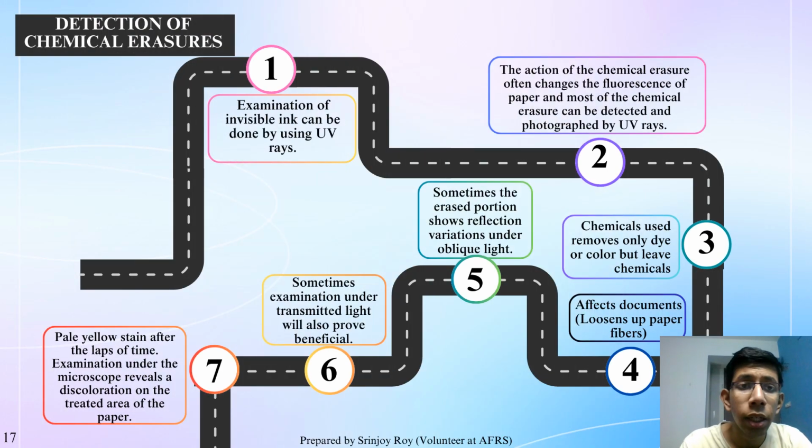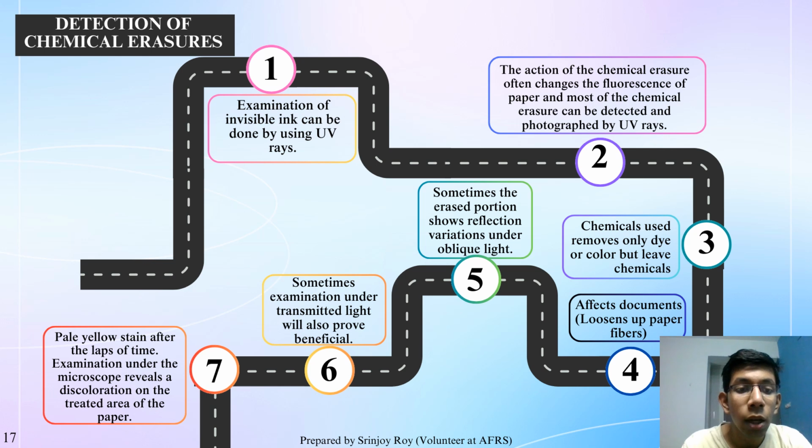How will you detect chemical erasures? As I said, it's very important to study how to detect. You can detect using UV light rays. You can study the quality of the paper. Wherever chemicals have been used, that part of the paper will be a little degraded, so you can study that as well. You can place this paper under fluorescence, and wherever there have been chemicals, those parts will glow up. You can also study under oblique light. That's a very crucial factor in determining the chemical erasures.